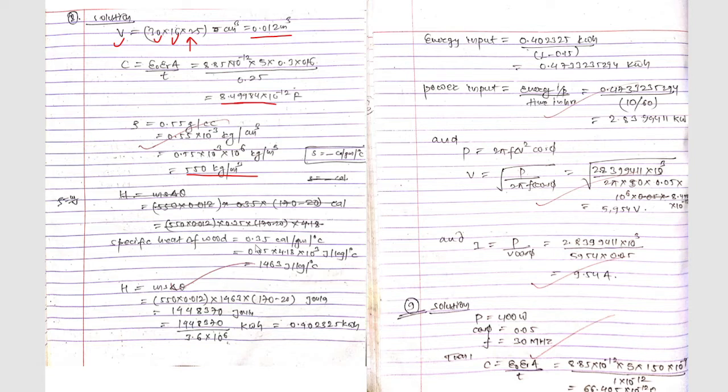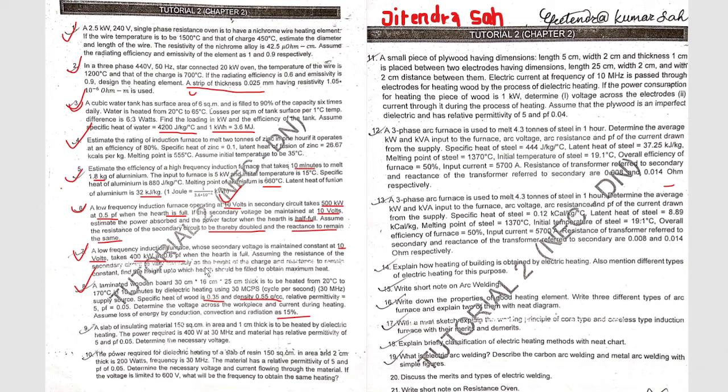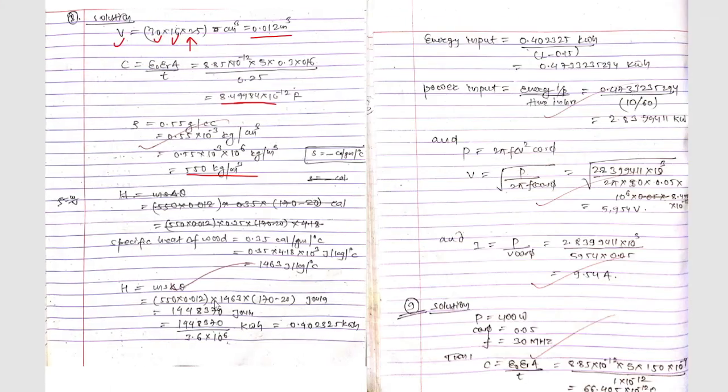Now the specific heat of wood is given here in the question number 8 as 0.35. Here the unit is not mentioned, so we'll assume the unit is calorie per gram per degree Celsius. So we need to convert it into joule per kg per degree Celsius. So we'll get here 1463 joule per kg per degree Celsius. Since this is calorie per gram, in order to calculate in joule per kg, you have to multiply by 4.18 into 10³.